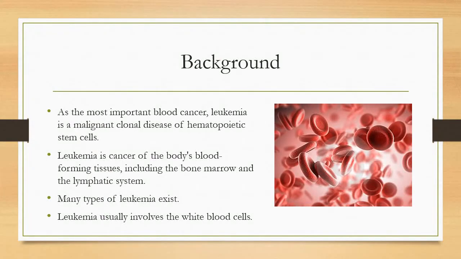First of all, let me introduce the background of the topic. As the most important blood cancer, leukemia is a malignant clonal disease of hematopoietic stem cells. It is a cancer of the body's blood-forming tissues, including the bone marrow and lymphatic systems. Many types of leukemia exist, including forms occurring in adults and children. Basically, leukemia involves white blood cells.